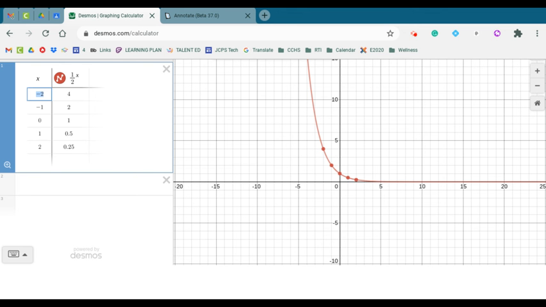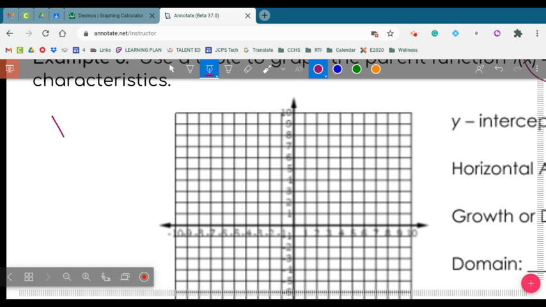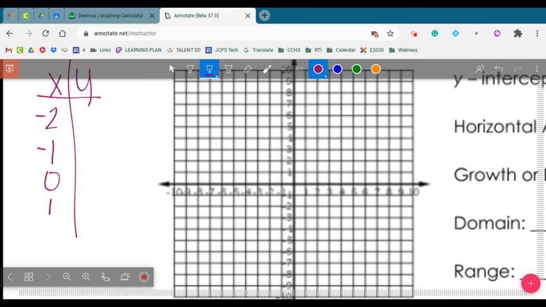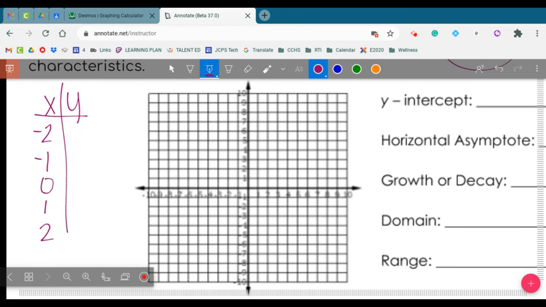So I'm going to have -2, -1, 0, 1, 2. And then I'm going to put that on my graph. So x, y, -2, -1, 0, 1, 2. At -2, we were at 4, and then 2, and then 1, then 1/2, and then 1/4.